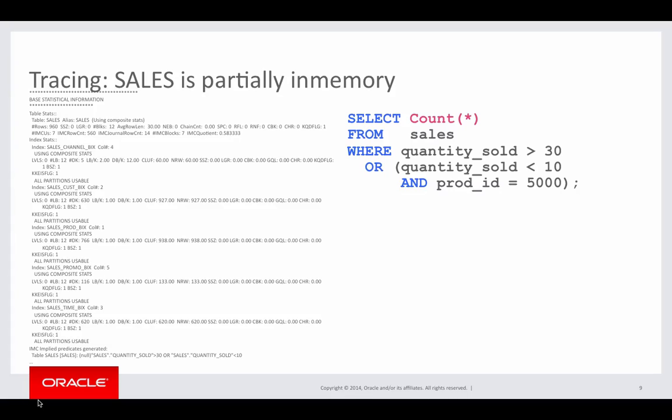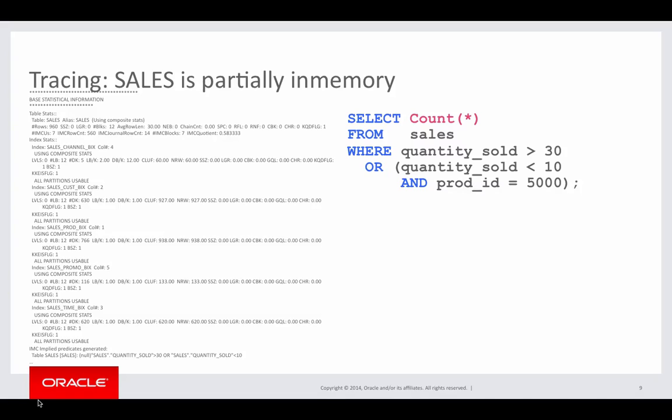Well, I thought it'd be a good idea for us to take a look at an example. There you see the query on the right hand side of the slide. Select count star from sales where the quantity is greater than 30 or the quantity sold is less than 10 and the product ID is greater than 5,000. We're going to use this query and step through the corresponding 10053 trace, or optimizer trace, and show you where both the in-memory statistics and the base table statistics are going to be used together to determine the best execution plan, or the cost for the best execution plan, for this query.